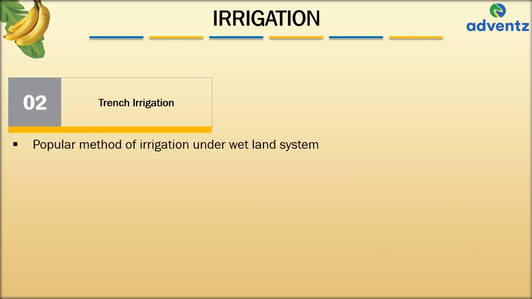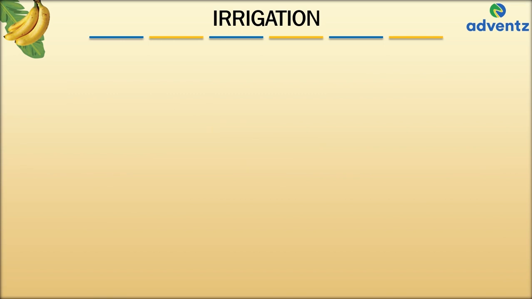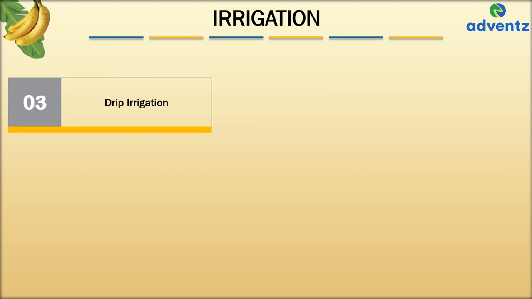It is a popular method of irrigation under wetland system of cultivation. In this method, the water is allowed to stand in the trenches opened between every two rows of plants, and the same is used for draining out the excess of water during rainy days. The third method is drip irrigation.